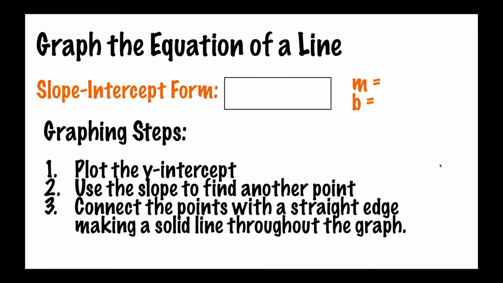We also want to remember that slope-intercept form is y equals mx plus b, where m represents the slope and b represents the y-intercept. When we graph, we're going to start by plotting the y-intercept, the b value. From there, we're going to use the slope to find another point. We're then going to connect the points with a straight edge, making a solid line throughout the graph.